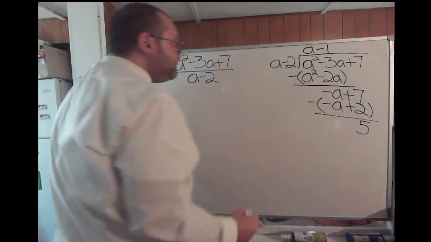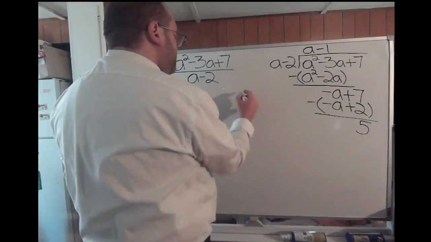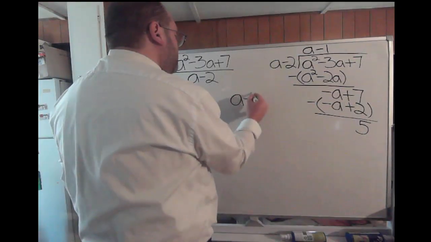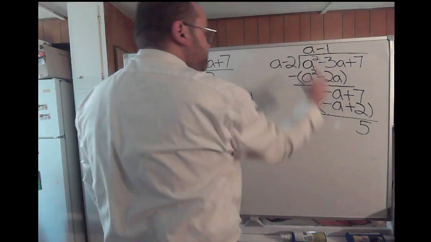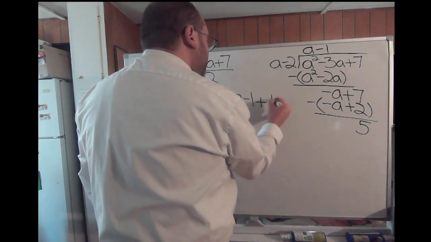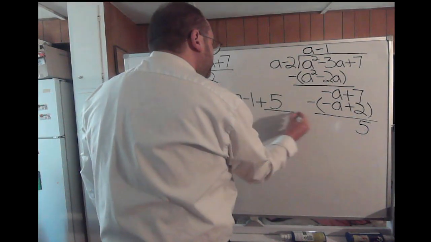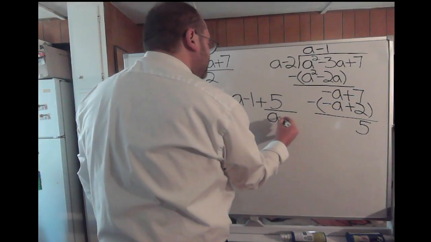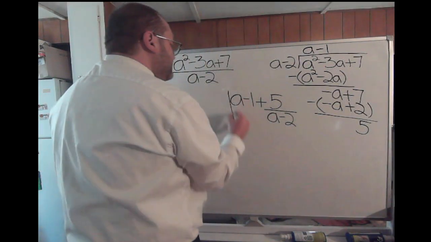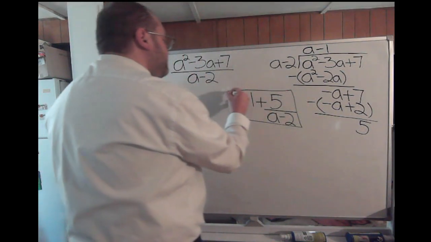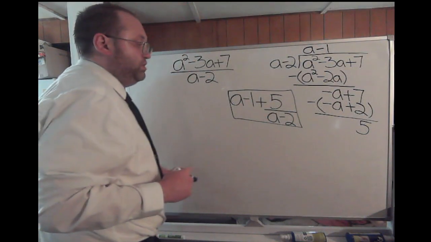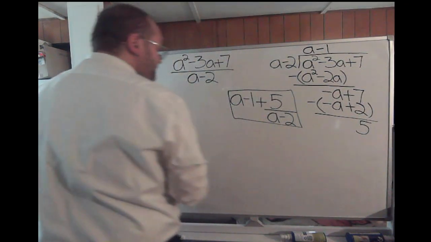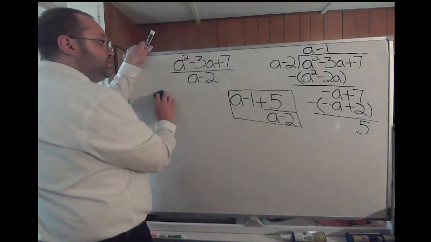So we take our quotient, we have a minus 1, but we have a remainder of 5. So it's going to be a minus 1 plus that remainder of 5 over the divisor of a minus 2. That's how you would write it. You would end up getting a minus 1 plus 5 over a minus 2. That would be your final answer.